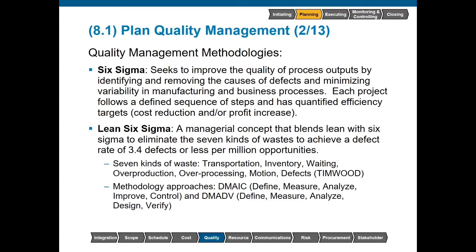There's 2 methodology approaches that we see with Six Sigma, and that is DMAIC and DMADV. The big difference between these two is that with DMAIC, we're looking to improve an existing process, whereas with DMADV, we're looking to design a new process. So we are either designing a process that does not exist currently, or we're designing a new process to replace one that we just want to get rid of altogether.